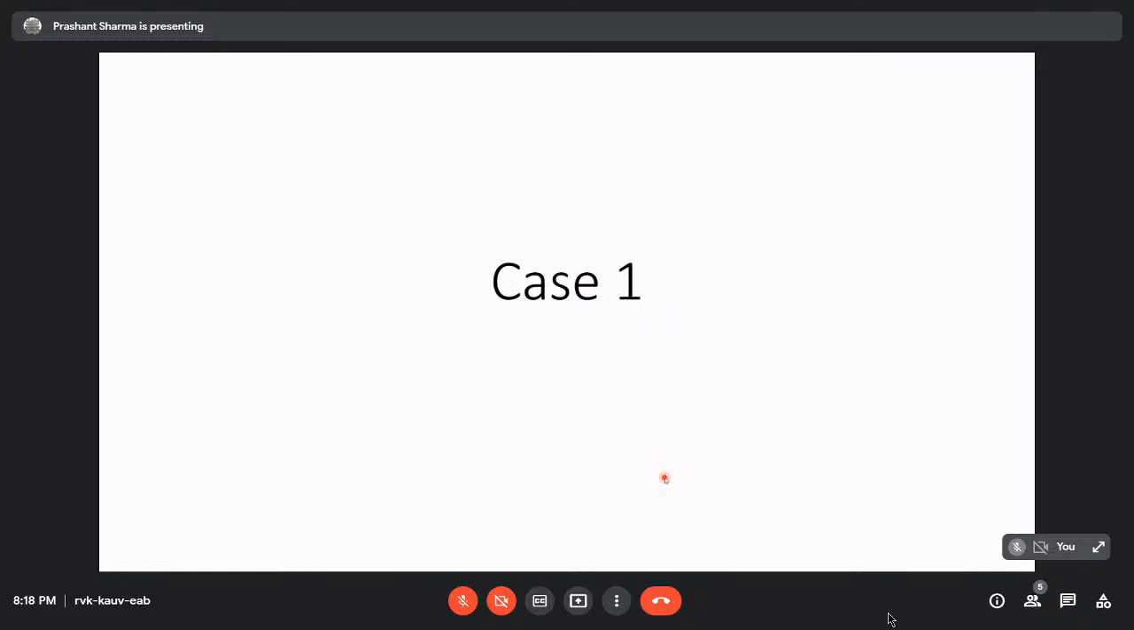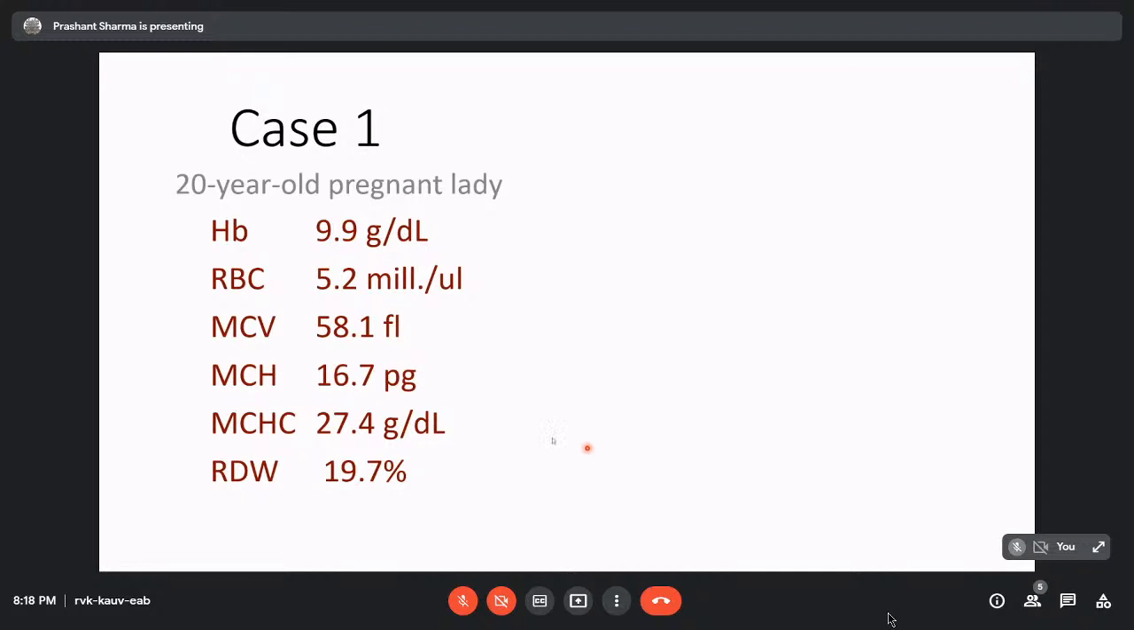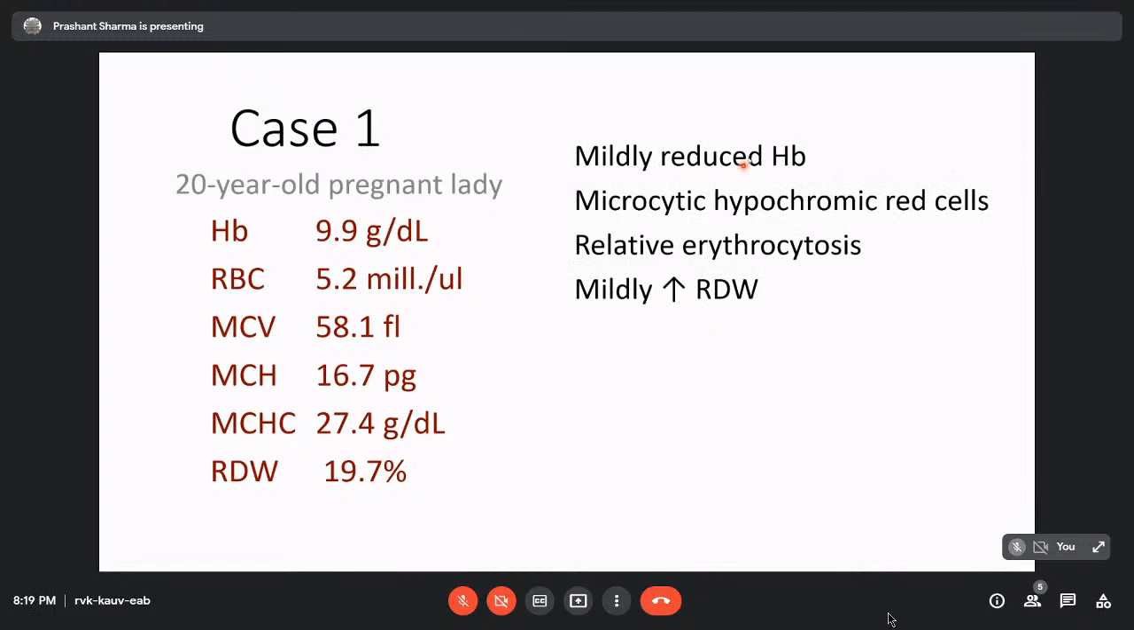So let's just quickly roll through some cases. They're really straightforward. This is a 20-year-old pregnant lady, and her hemoglobin was a little low, but then she's pregnant. Her RBC count is disproportionately high for her hemoglobin. For a woman, our normal range for RBC count would be 3 to 5 million per microliter. She has microcytosis, normal range 80 to 100, hyperchromia, and an RDW which is slightly increased. So we would summarize it as mildly reduced hemoglobin, microcytic hyperchromic red cells, relative erythrocytosis, and a mildly increased RDW. So what's going on?